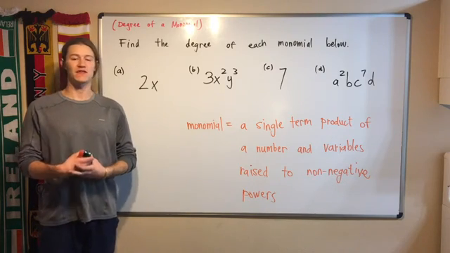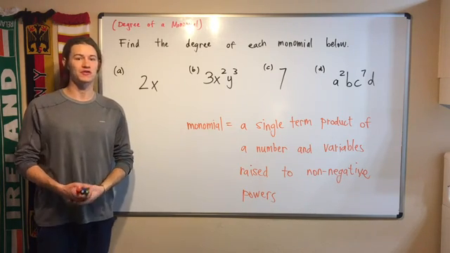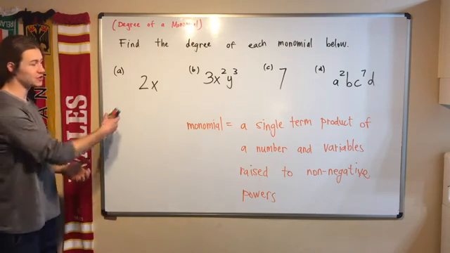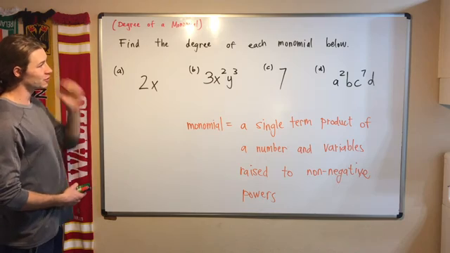Today I'll do questions that have to do with monomials and polynomials, and operations with monomials and polynomials. Let's start with this first question. It says, find the degree of each monomial below.